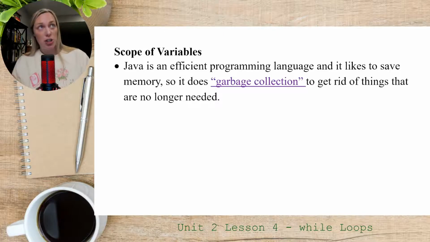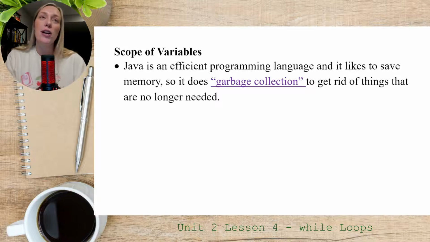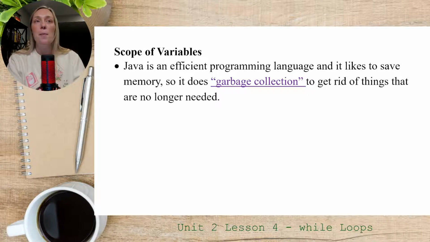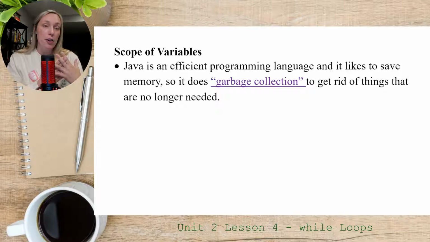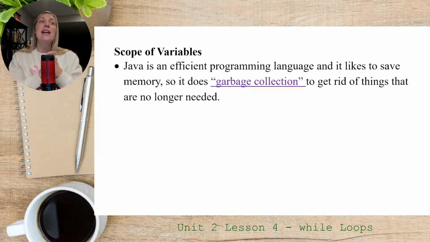Now, another logic error is the scope of variables. So a little backstory here: Java is what we call an efficient programming language because it cleans up as your program is running. So when it has unused variables, it cleans them up in an efficient way to save on space and memory while the program is running. We call this garbage collection, a cute, adorable term. As the program is running, it gets rid of things that are no longer needed.